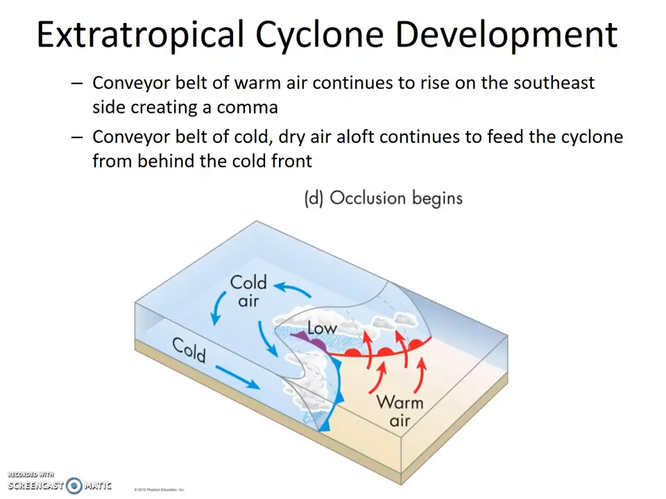On to picture D. The conveyor belt of warm air continues to rise on the southeast side, creating a comma. The conveyor belt of cold, dry air aloft continues to feed the cyclone from behind the cold front. The occluded front begins to form, indicated in purple, as the cold front overtakes the warm front, forcing the lighter, warm air aloft.